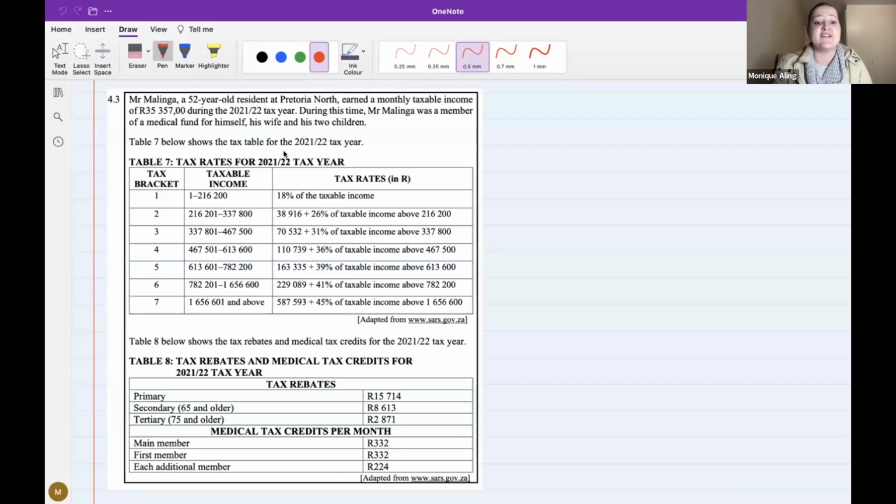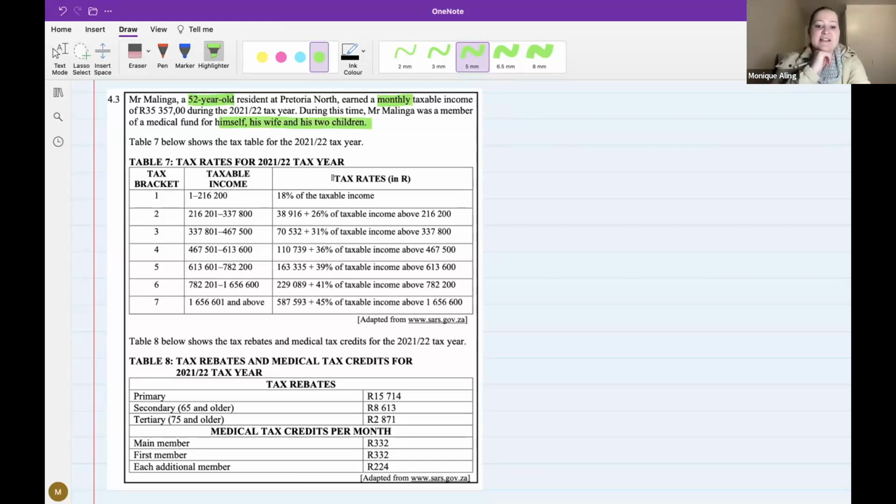Mr. Malinga, a 52-year-old resident at Pretoria North, earned a monthly taxable income of 35,357 Rand. During this time, he was a member of a medical fund for himself, his wife, and his 2 children. Okay, so the important information again. His age. Okay, we've got monthly taxable income, so we know we just need to times by 12 because it's already taxable. Okay, and we need the annual. We know that he's part of a medical aid for himself, his wife, and his 2 children. That is important information.